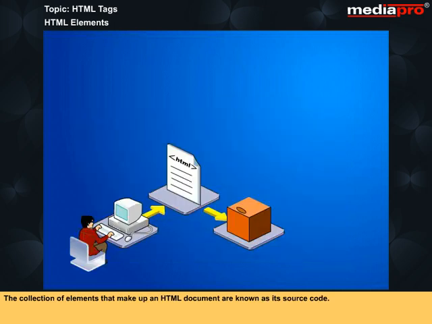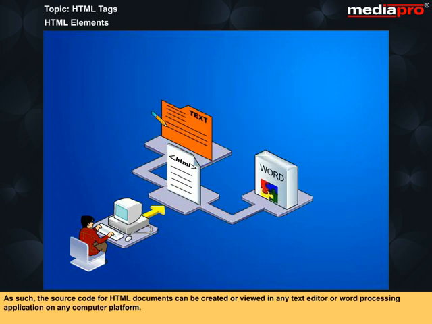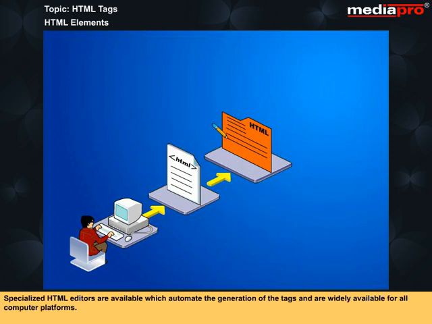The collection of elements that make up an HTML document are known as its source code. HTML source code is plain ASCII text and is created using standard text editors. As such, the source code for HTML documents can be created or viewed in any text editor or word processing application on any computer platform. Specialized HTML editors are available which automate the generation of the tags and are widely available for all computer platforms.